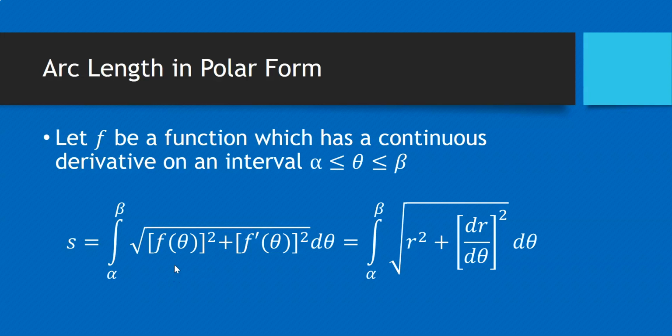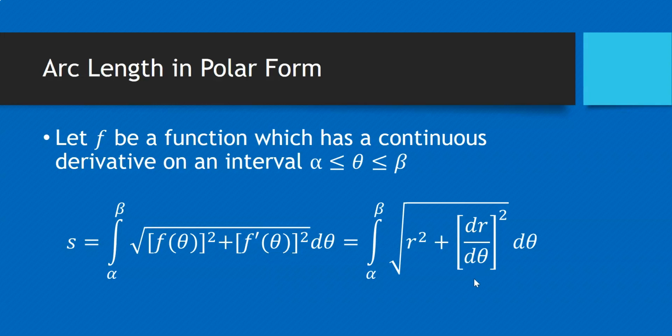It looks very, very similar to the rectangular form, very similar to the parametric form, except now we're dealing with a function of theta and the derivative of the function of theta. I like to think of this as r and the derivative of r with respect to theta. So r is a function of theta, and then obviously the derivative of r with respect to theta.